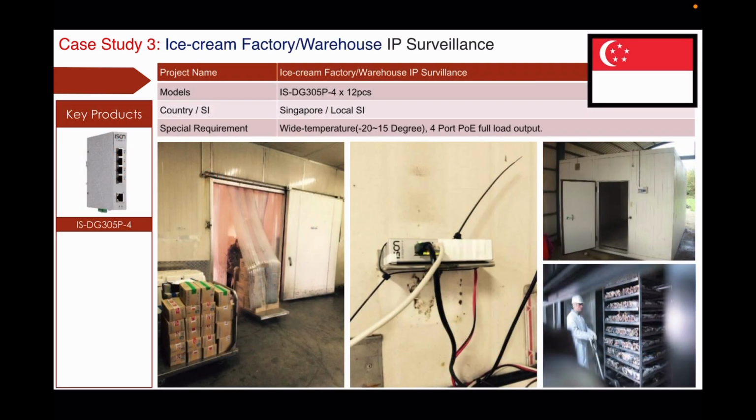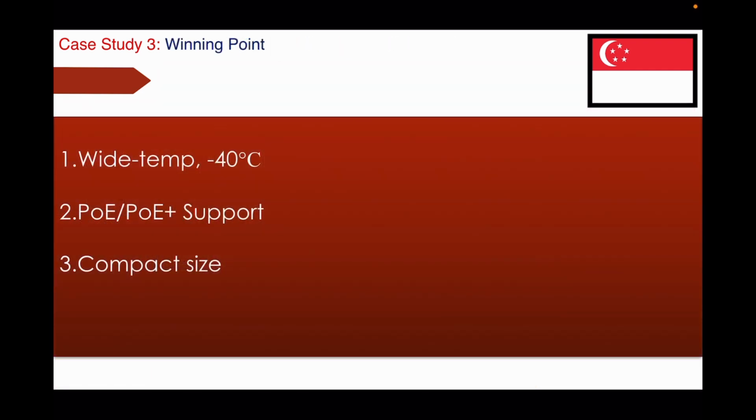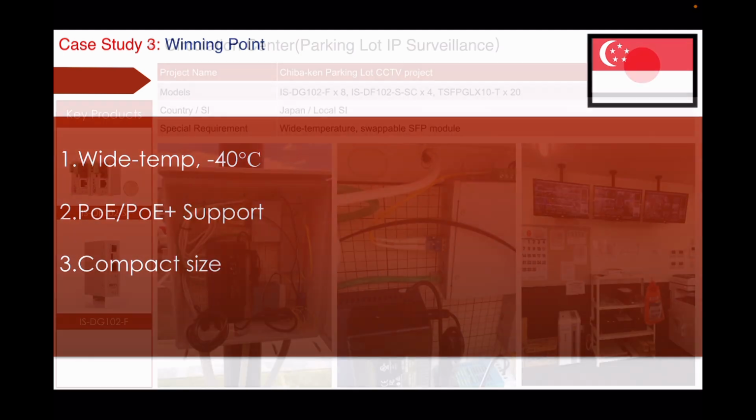Case Study 3, Ice Cream Factory, Warehouse IP Surveillance in Singapore. Special requirement: wide temperature, -20 to -15 degrees C, 4-port PoE full load output. Key products: IS-DG30-5P-4. Winning points: wide temp, -40 degrees Celsius, PoE and PoE plus support and compact size.